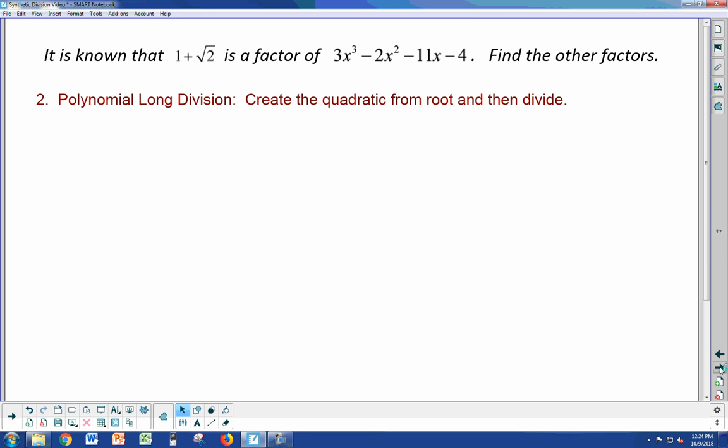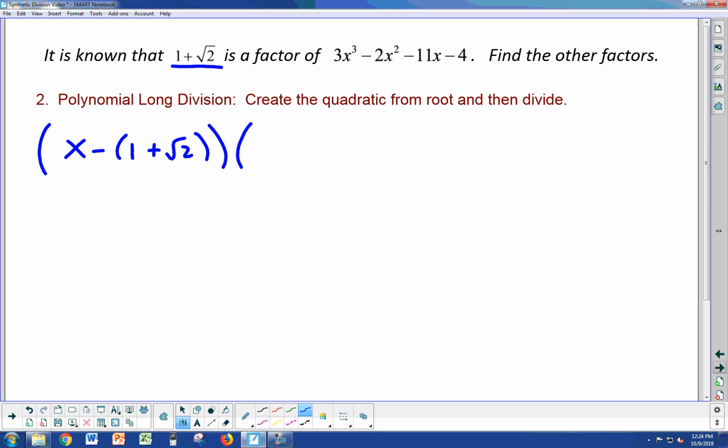And method number 2. Second method, we're going to do this by creating the quadratic from the roots, and then we're going to divide using long division. So since we know that, and we just saw the factored form of this, x minus 1 plus radical 2 in factored form, and we also saw the other one, x minus 1 minus root 2. Now, we don't know what the third factor is, so we're just going to leave this alone.